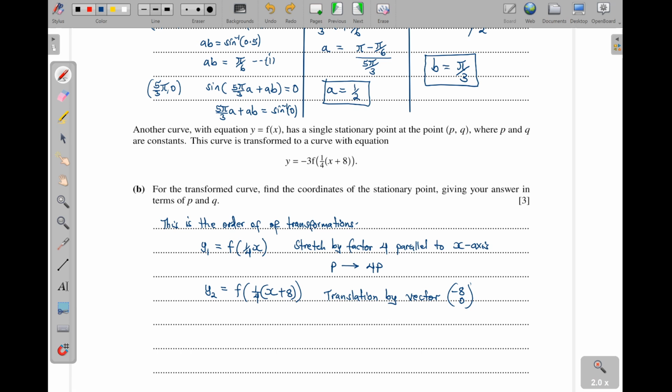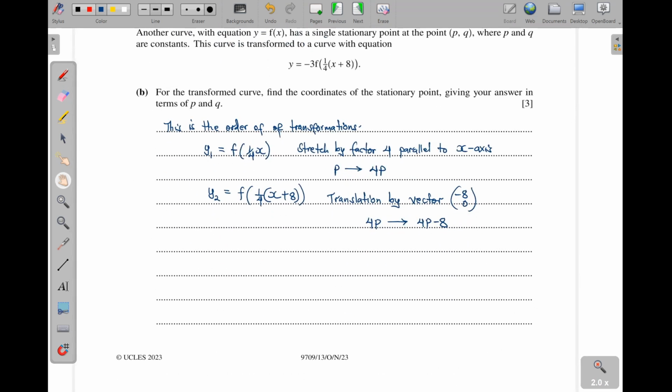Okay, now we come to this one here. That means we are going to get the x coordinate and we subtract what? 8. So the 4p is now going to become 4p minus 8. Are we there? Next, now we shall multiply by this negative 3. So y3 is going to be equal to negative 3 f of one quarter x plus 8, like that.